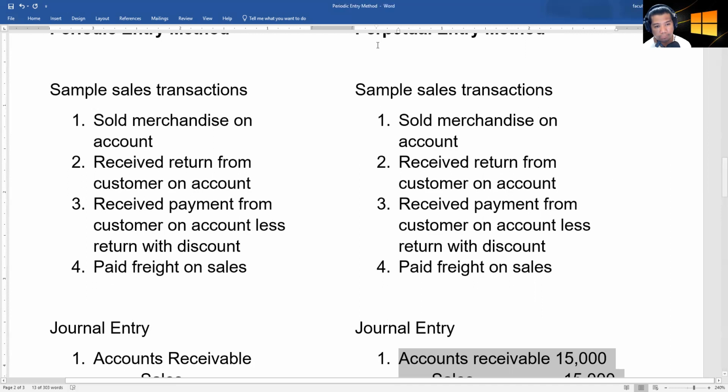By Monday, maglalagay po ako ng mga sample dito to make it more clear and understandable.